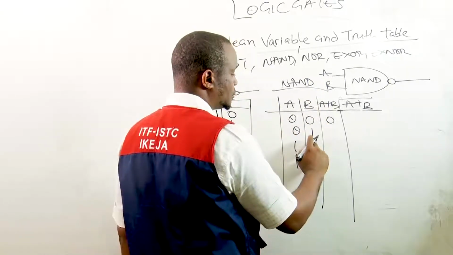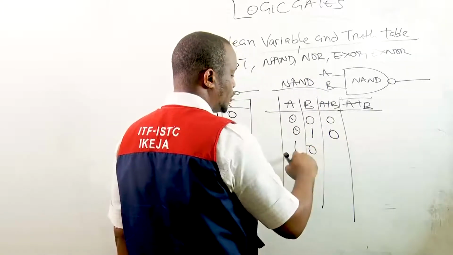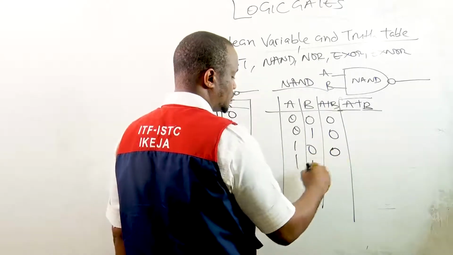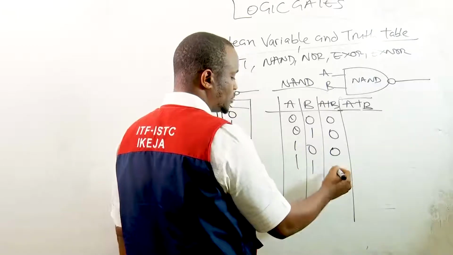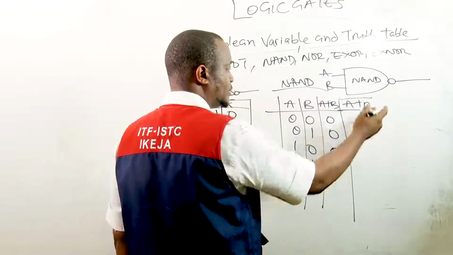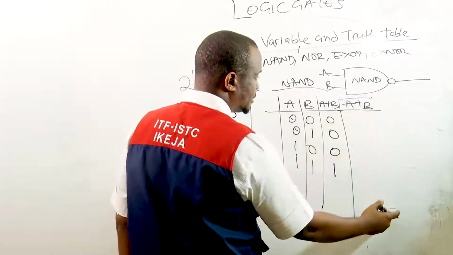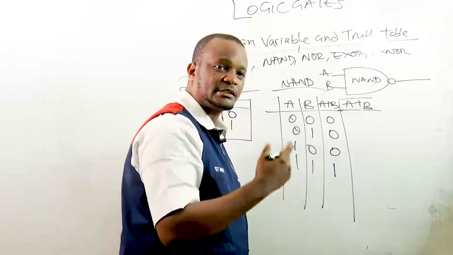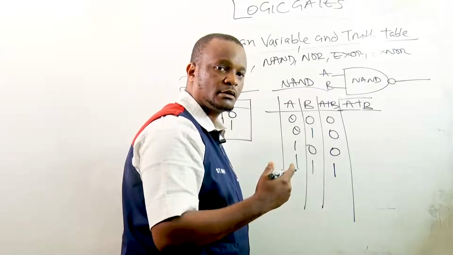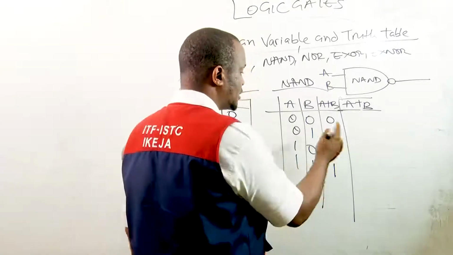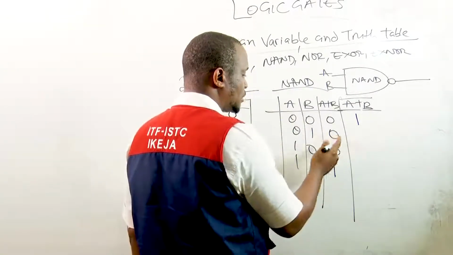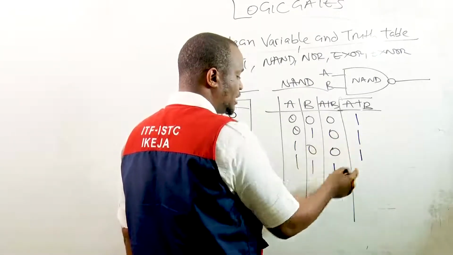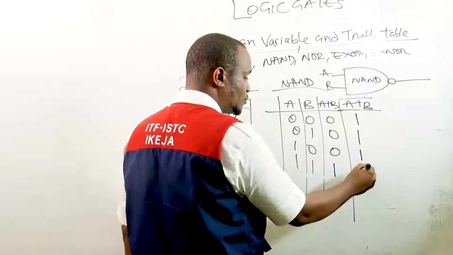So if we take this, we say 0 and 0 is 0, 0 and 1 is what? 0. 1 and 0, 0. 1 and 1 is what? 1. Now, remember, it goes through a NOT, which is an inversion. So it's going to invert the whole thing. Inverting it means this 0 will become 1, this 0 here will become 1, this 0 here will be inverted to 1, and this 1 will be inverted to what?